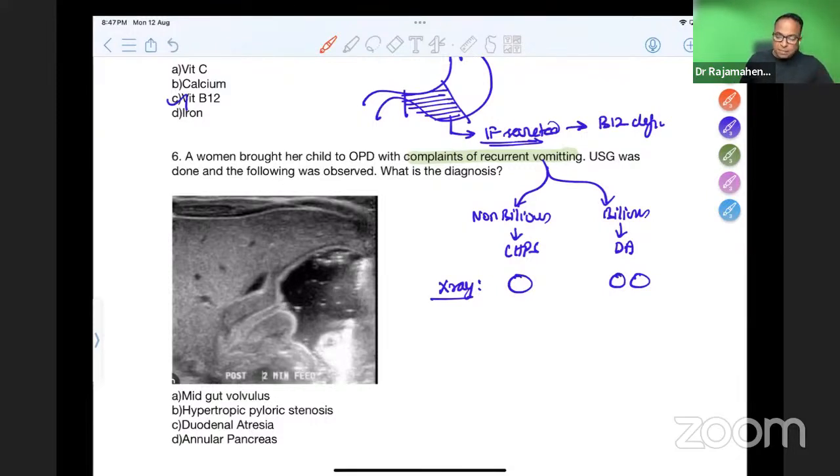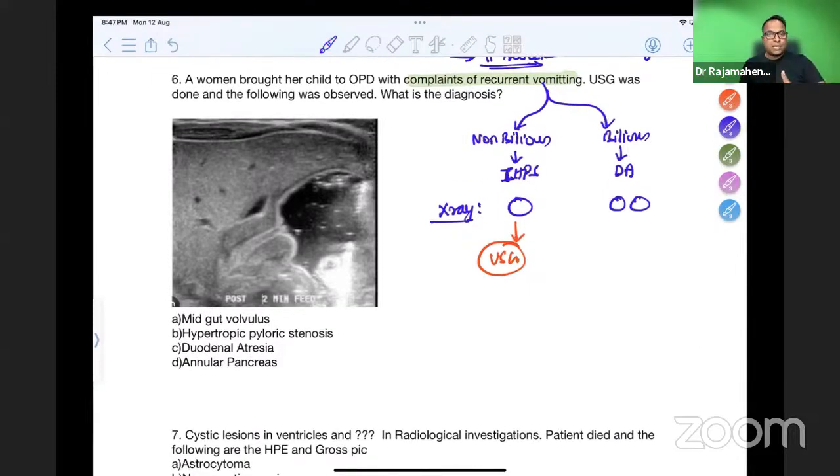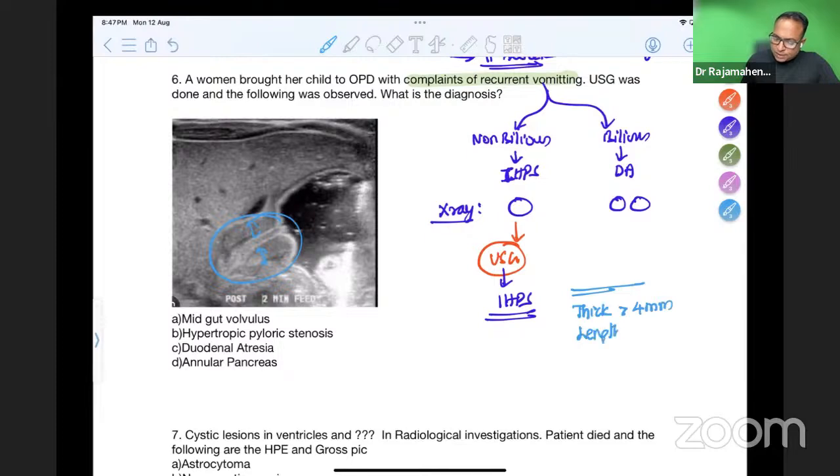They gave an ultrasound. Please remember one point: ultrasound is used only for the congenital type, which is now known as idiopathic hypertrophic pyloric stenosis. So even if you don't know the image, if there is a mention of ultrasound for a small child, it is only idiopathic hypertrophic pyloric stenosis. And the image shows a thickened pylorus. Okay, this is an image of a thickened pylorus, thickened more than 4 mm and lengthened more than 16 mm. This is a classical image showing idiopathic hypertrophic pyloric stenosis.